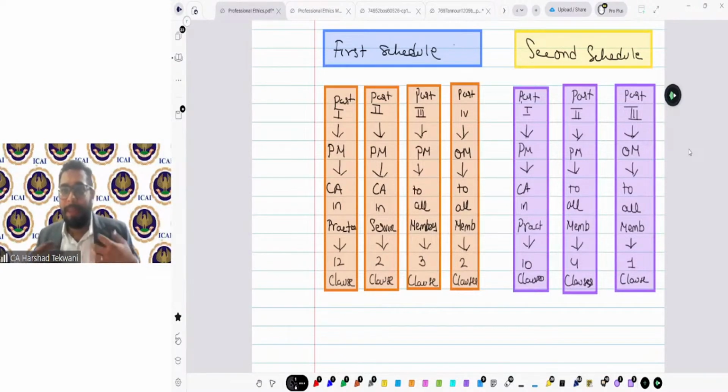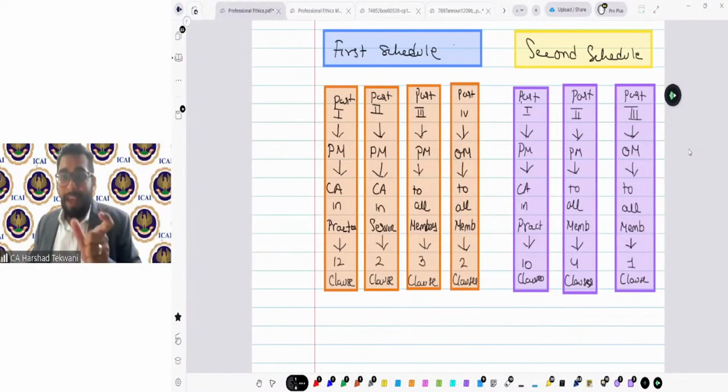Let's say, for example, there is my brother. He's not a chartered accountant. He's not a member of institute. But because he's my brother, can I allow my brother to practice in my name? Answer is no. That is not allowed. And if any chartered accountant allows anyone to practice in his name, then that chartered accountant will be held guilty of professional misconduct.